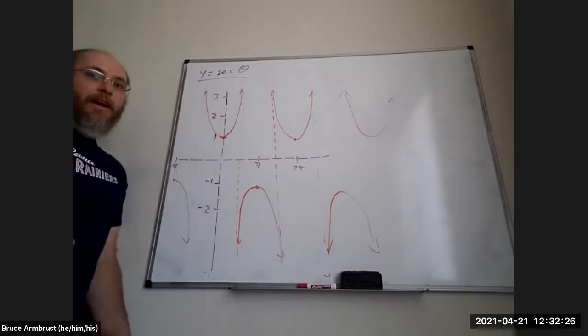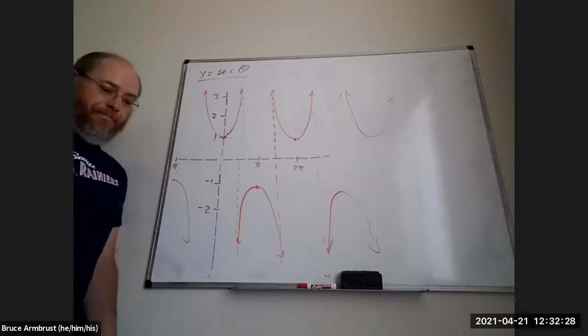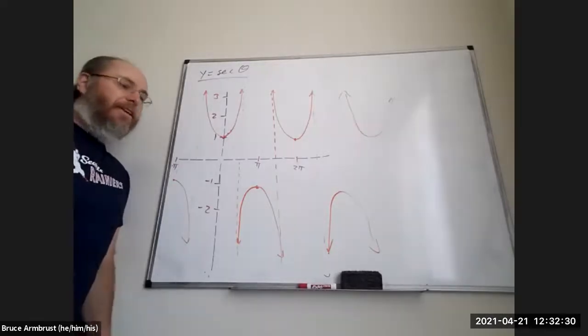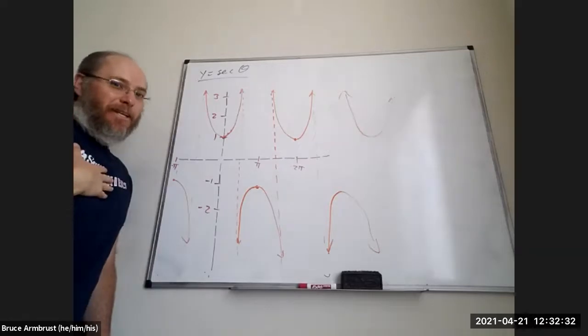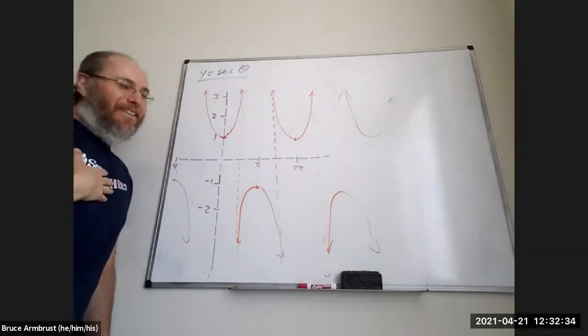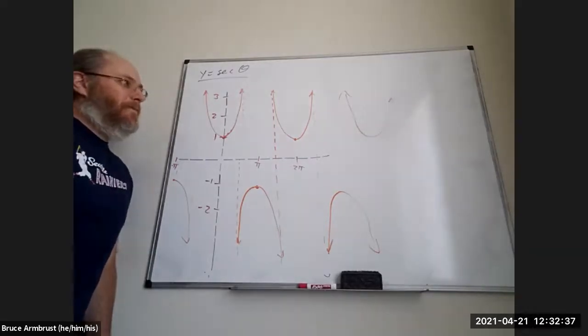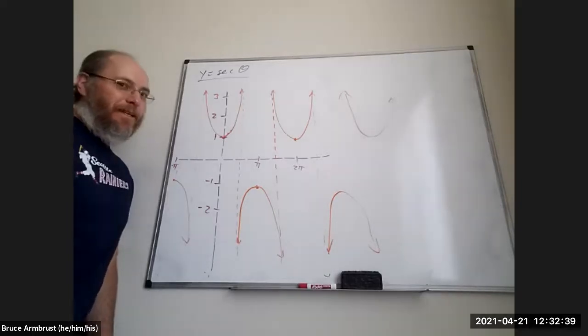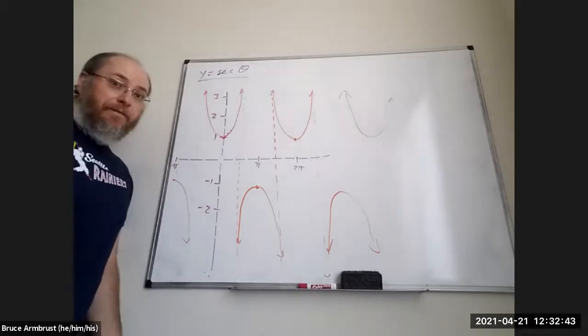So this is a graph of secant. I find this much more interesting than the graph of tangent. And it, I mean, it rivals sine and cosine. But it's not a wave. It's just a series of alternating smiles and frowns.